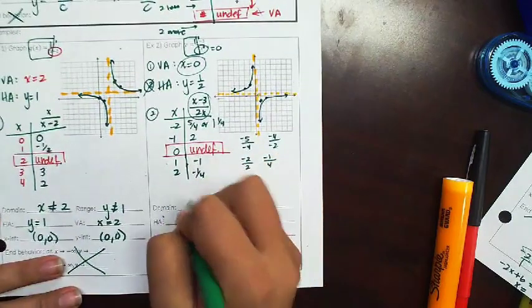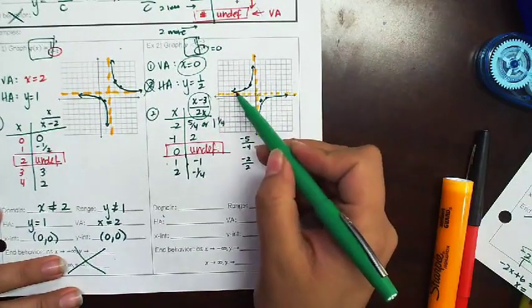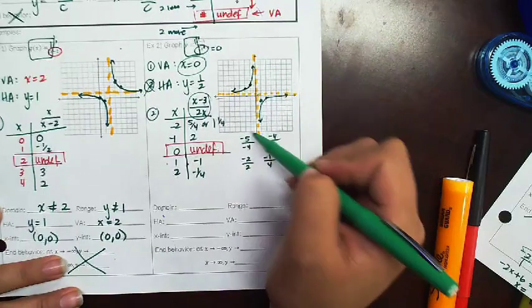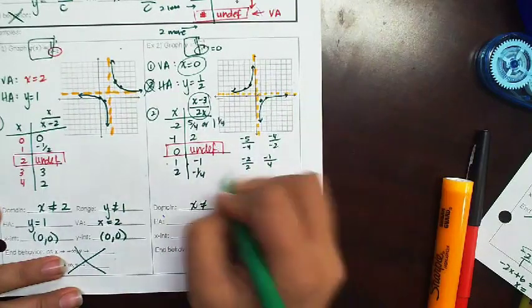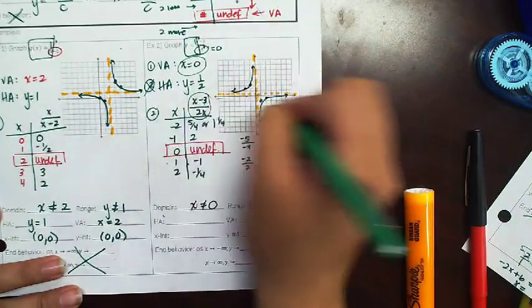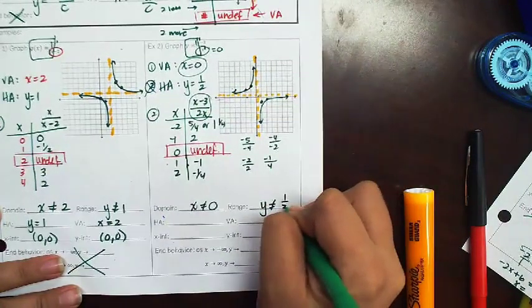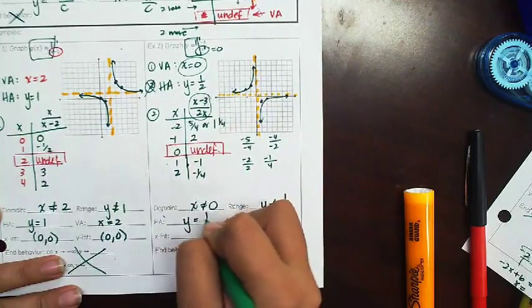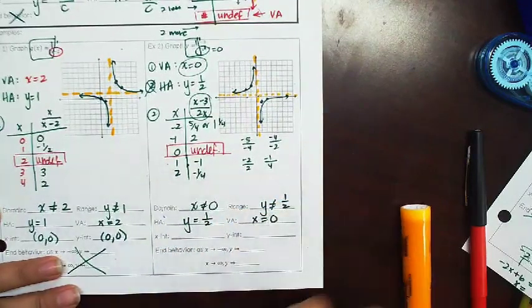Now our domain is all the possible x values. It goes forever to the left, it goes forever to the right, but it doesn't touch that asymptote, so x cannot equal 0. It goes forever down, forever up, but it doesn't touch the horizontal asymptote, so y cannot equal 1/2. Horizontal is y equals, vertical is x equals.